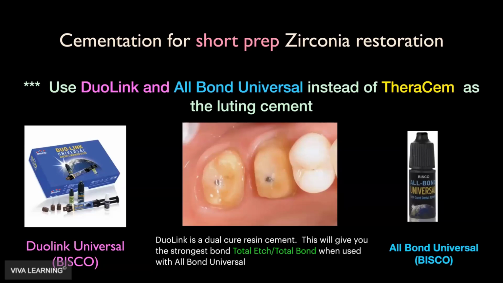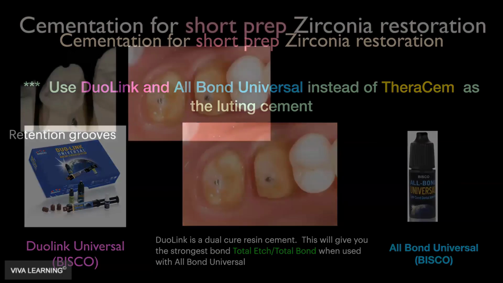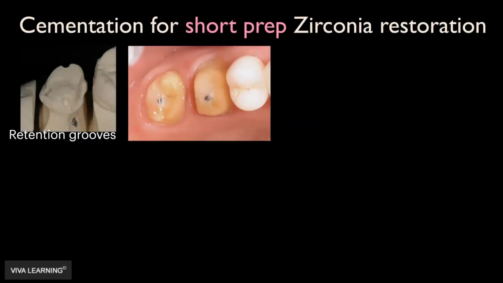So what I'm doing is I'm using my heavy, heavy, heavy stuff, which is the All Bond Universal. I'm going to do a total etch. And then Dual Link is the dual cure resin cement that I'm going to be using. That is going to give you maximum adhesion of a short zirconia crown. Now, remember that because it's a family of products, Z prime will bond to that All Bond as well as to the Dual Link. So you don't have to worry about it.